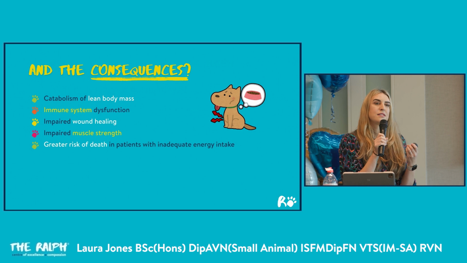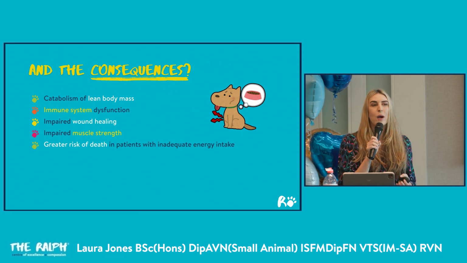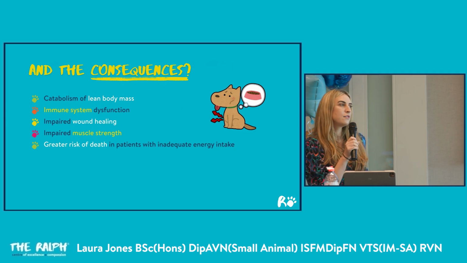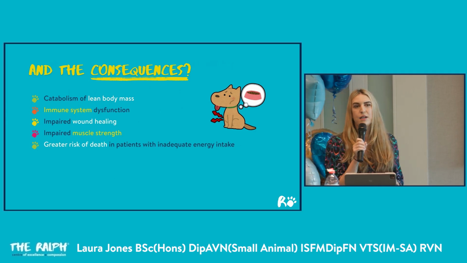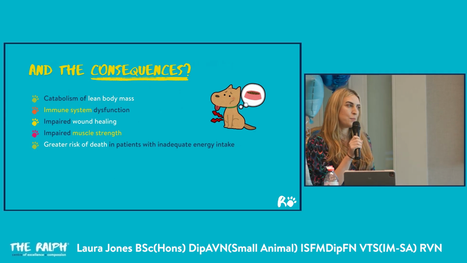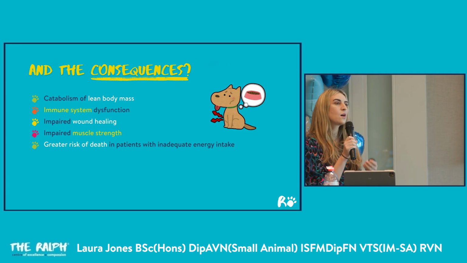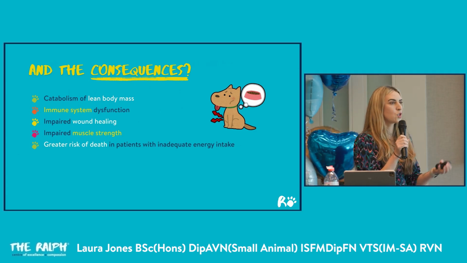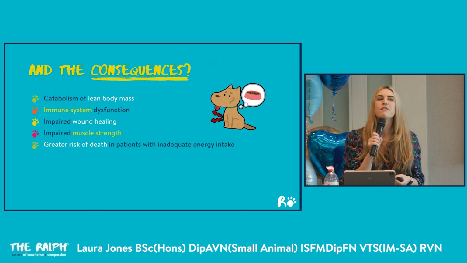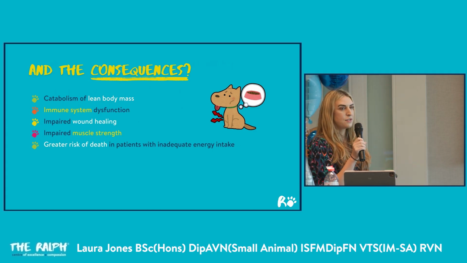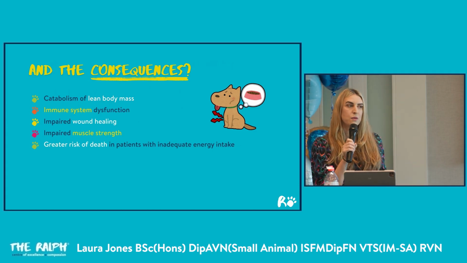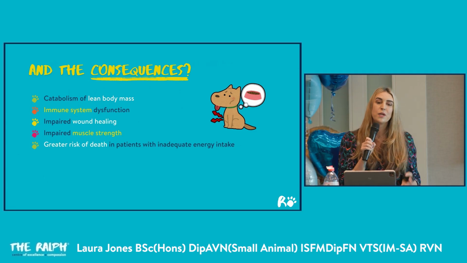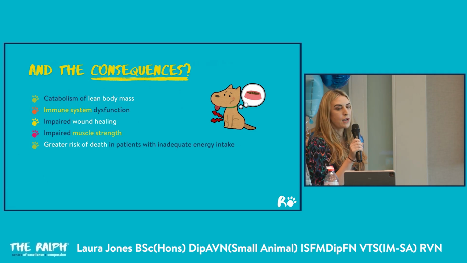When our patients stop eating, quite a few things happen as a result. Firstly, they will start looking for alternative sources of energy, and this is going to mean breaking down their lean body mass, so their muscle. So they're going to start catabolizing muscle and losing that to try and get things like protein. Their immune system will also become affected, so these patients will get immune dysfunction, which predisposes them to infection. They also have impaired wound healing and impaired muscle strength.